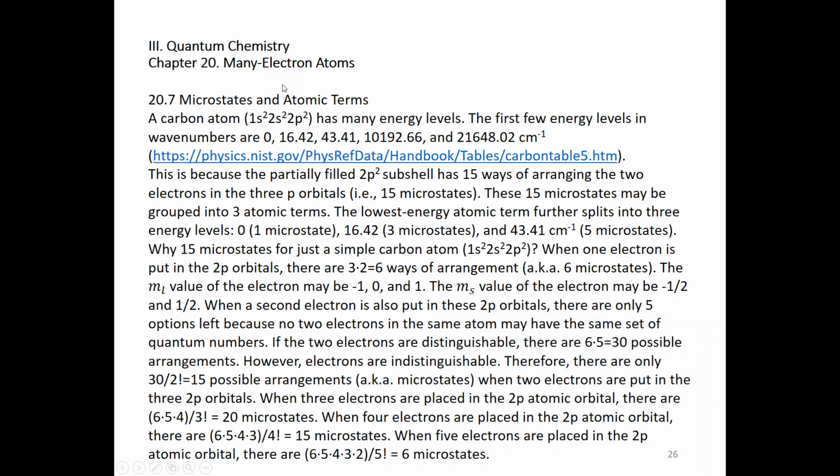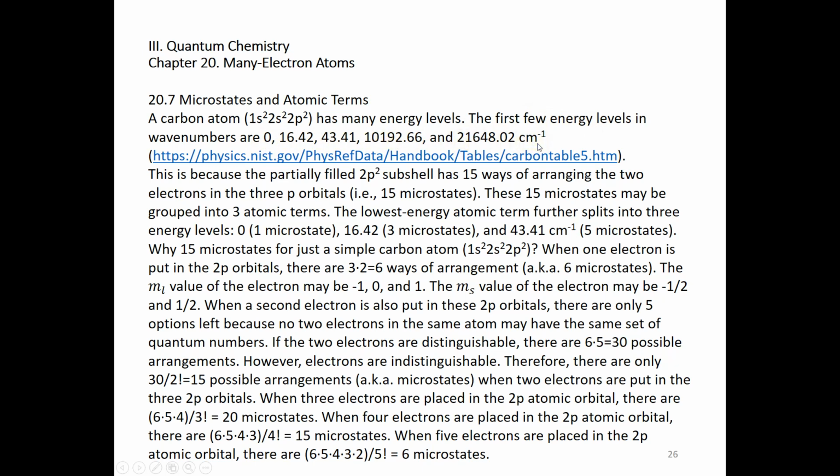Chapter 20, Many Electron Atoms, Section 20.7, Microstates and Atomic Terms. Even a single carbon atom with the 1s2, 2s2, 2p2 electron configuration may have many energy levels. From the NIST website, we can see the first few energy levels are 0, 16, 43, 10,000, 21,000 wave numbers.